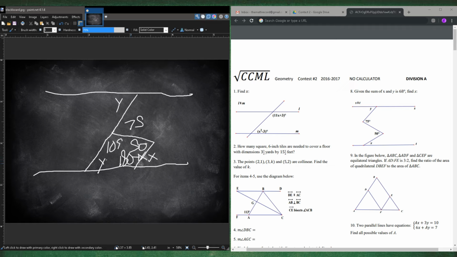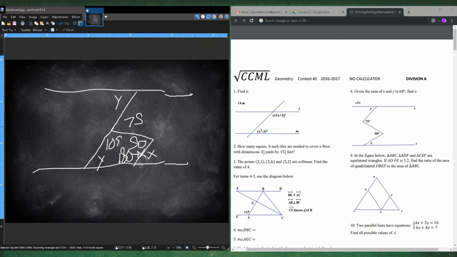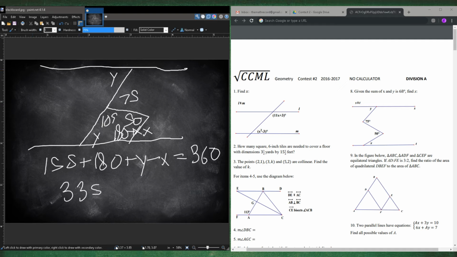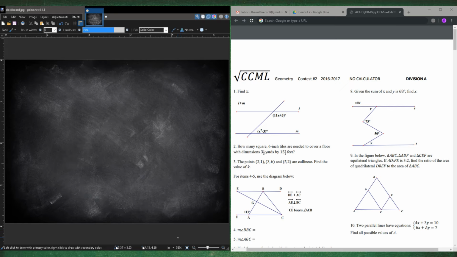So since this is a quadrilateral, it has to add up to 360 degrees. So basically, it tells us that 105 plus 50 plus 180, that's 155 plus 180, plus y minus x has to equal 360 degrees. And now that's 335 plus y minus x is equal to 360. So y minus x is equal to 25. So we have y minus x is equal to 25.